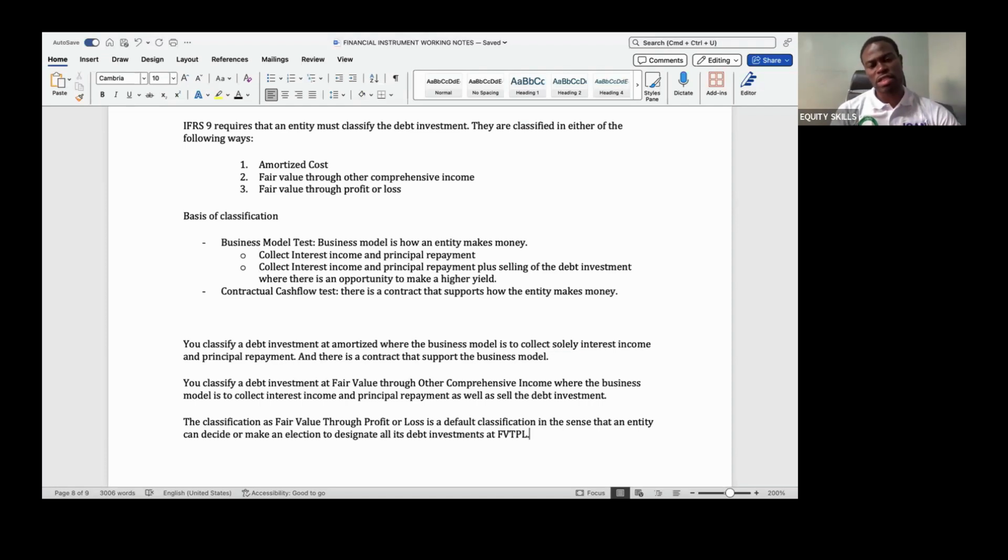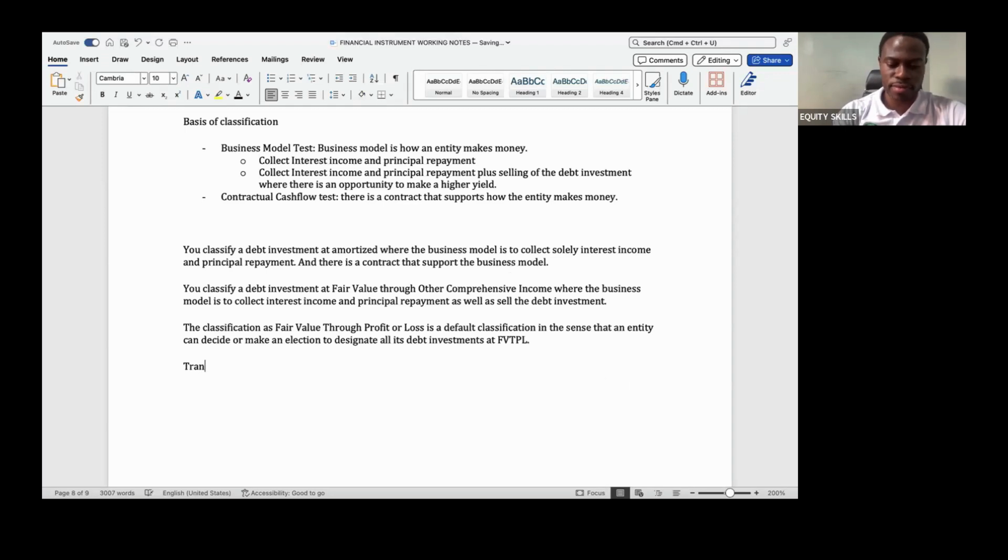Okay, so that's what you do at initial measurement. And don't forget, there is transaction cost here also. I explained to you earlier on equity that these transaction costs are professional fees for the stockbrokers. They are the stamp duties you pay when you acquire those investments. They are the fees to the exchange that are managing and trading those investments and all of that. So these are transaction costs.